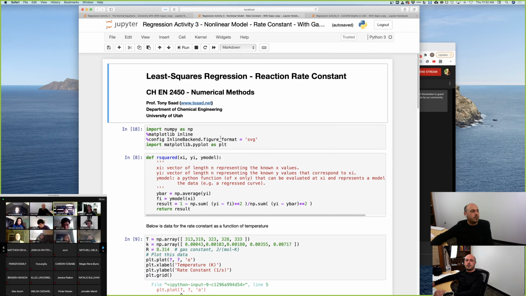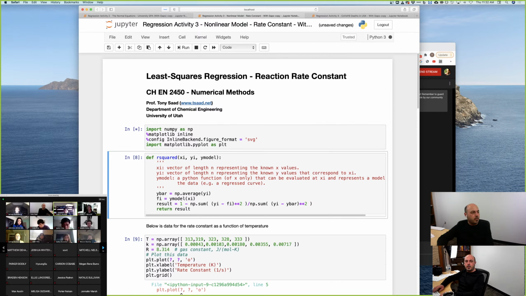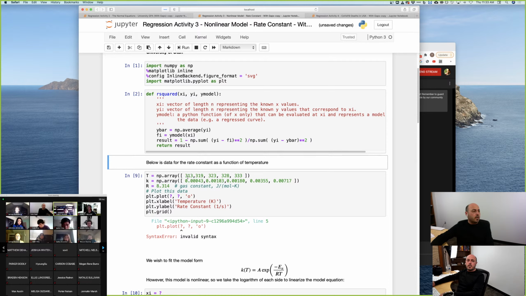All right, let's go ahead and get started. Again, I've got some boilerplate stuff, NumPy, Matplotlib, etc. And I also wanted to define the R squared function to be able to calculate the R squared. Now, the data is given to us as temperature, a bunch of temperatures. We've got 1, 2, 3, 4, 5 data points, and a bunch of reaction rates, and the universal gas constant, okay? We are going to need this.